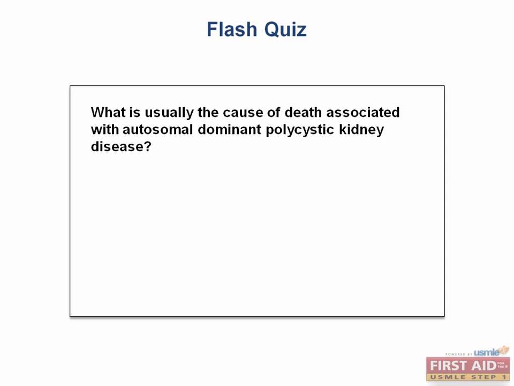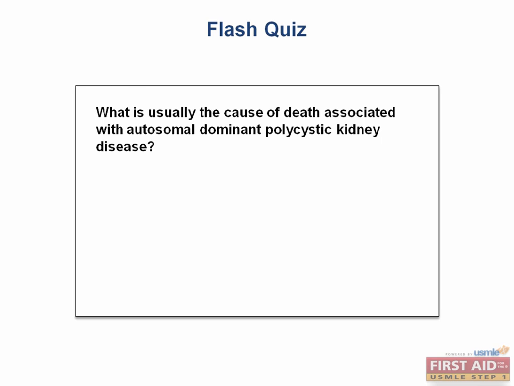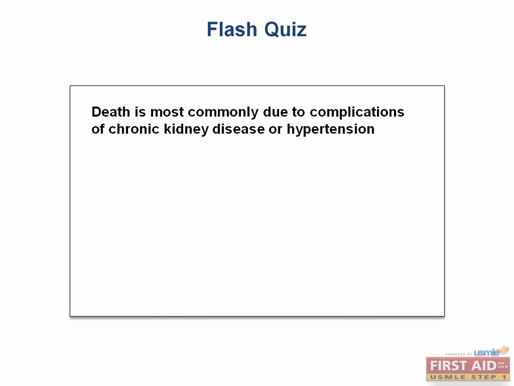Flash quiz. What is usually the cause of death associated with autosomal dominant polycystic kidney disease? Death is most commonly due to complications of chronic kidney disease or hypertension. This occurs due to increased renin production. Patients have progressive renal failure, which can lead to complications and death. The hypertension can also lead to death through complications such as berry aneurysm rupture.